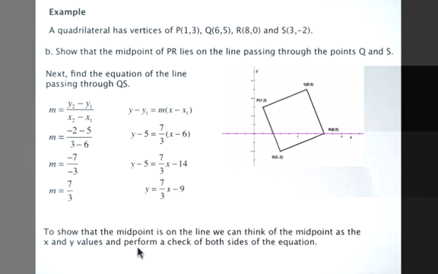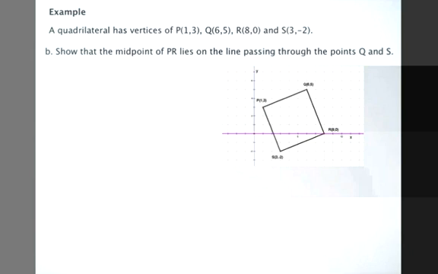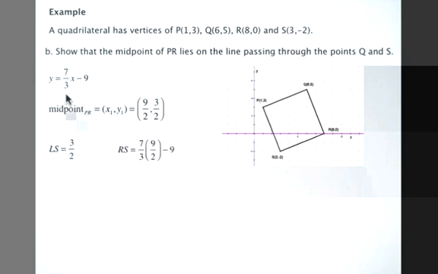So to show that the midpoint we calculated earlier is on this line, we need to think of the midpoint as the x and y values and do a left side, right side check of this line. So our midpoint, remember, is 9 over 2 and 3 over 2. So the left side of our equation becomes just 3 over 2 when we substitute in y. The right side of our equation, we substitute 9 over 2 for x, and then we multiply.